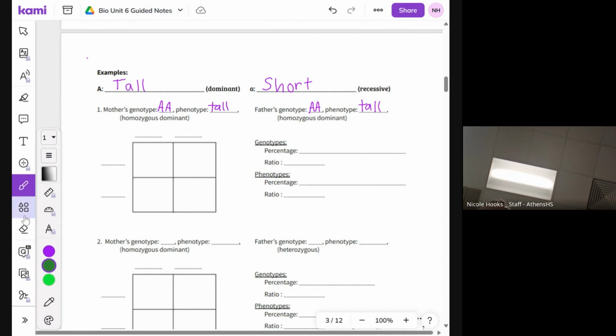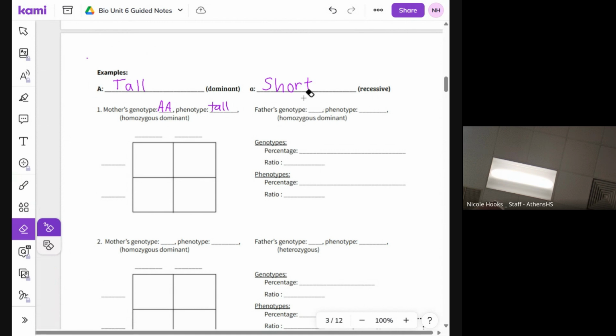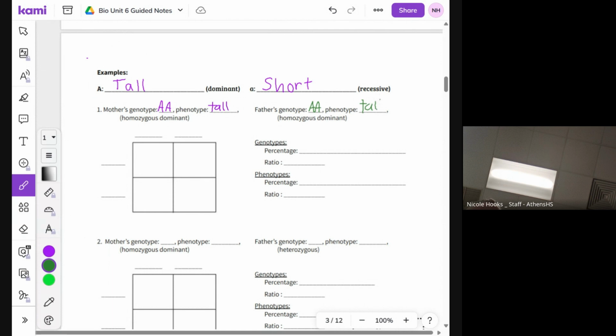Then we put the father's genotype on top here. Actually, let me do this in a different color because I think that will be helpful. So in green, we're going to put the dad's. Capital A, and he is tall. We'll put the dad's across the top. So capital A, that's his 2 alleles. And mom's 2 alleles are also capital A.